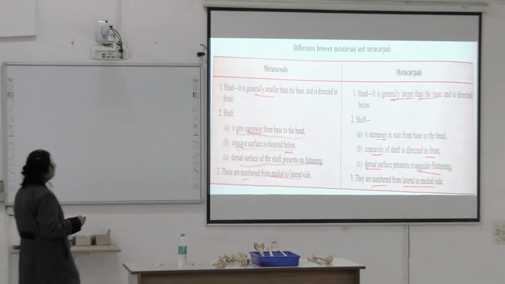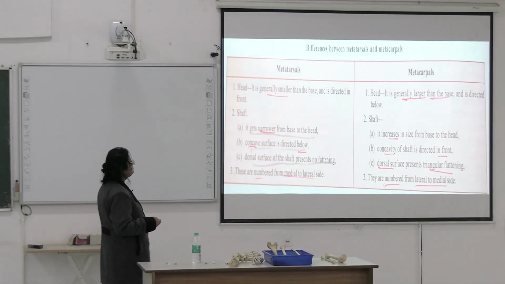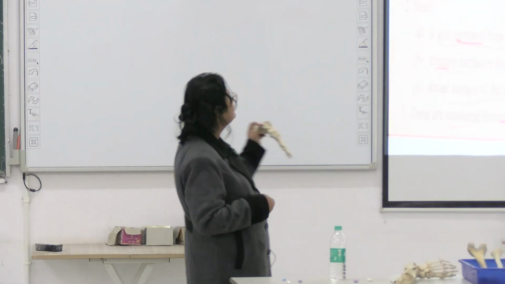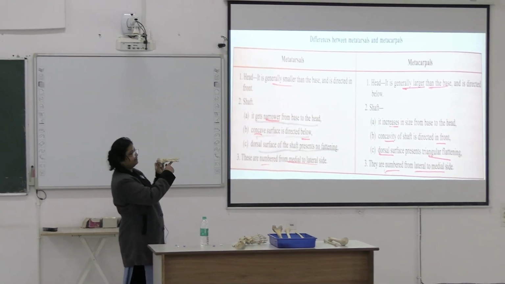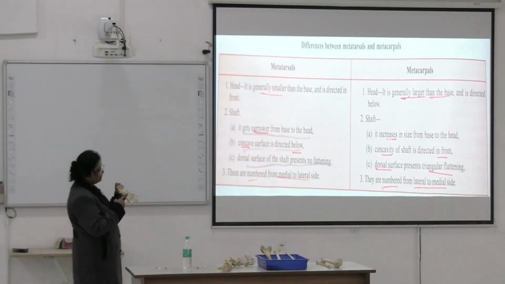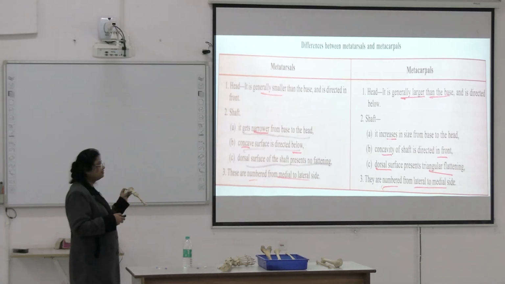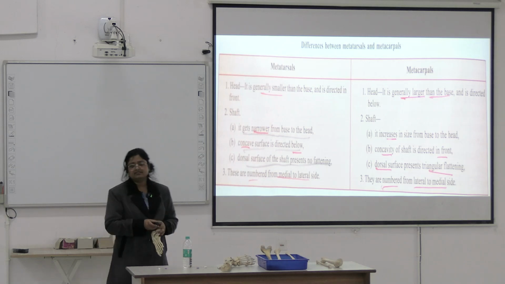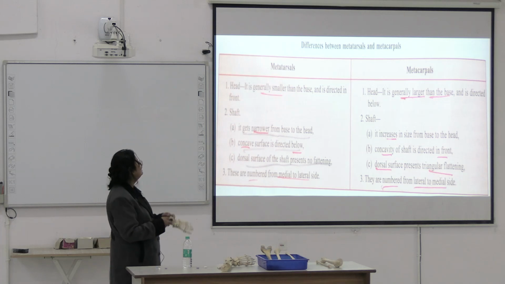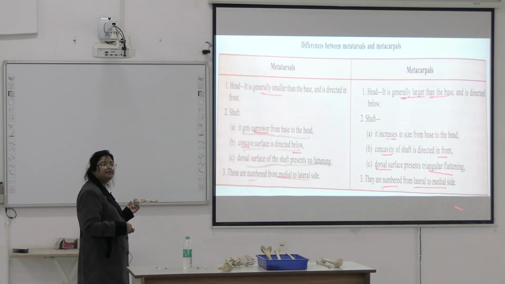For the metatarsal, the shaft gets narrower from base to head, and the concave surface is directed below. The dorsal surface of the shaft presents no flattening; here it is convex. But in metacarpals it increases in size from base to head. The concavity of the shaft is directed in front, in the anatomical position of the hand, and the dorsal surface presents triangular flattening.